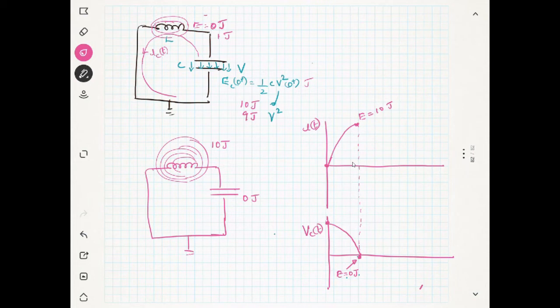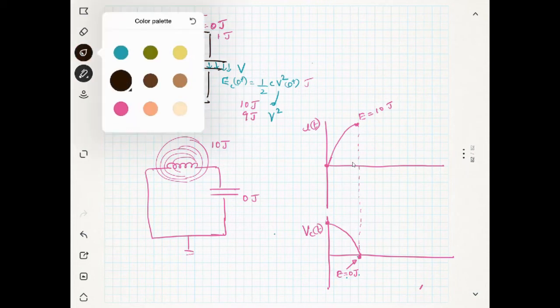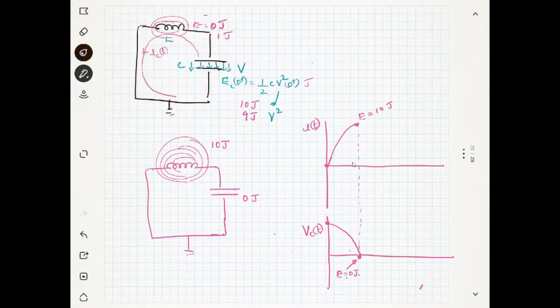Now, at this point of time, it becomes short circuit. No electric field. But this guy is having full magnetic field. I hope it is clear to you. It is having full of magnetic field. Capacitor has no electric field. This current is inductor current, we can say, but it is also the capacitor current.